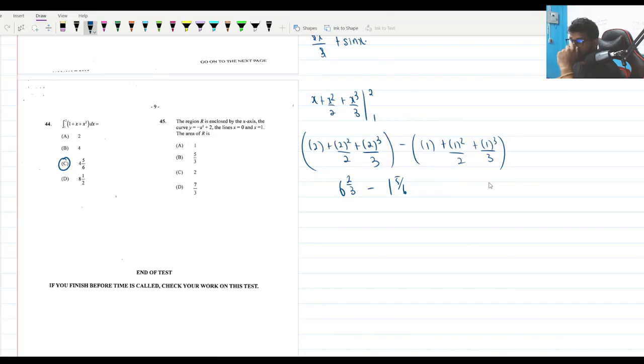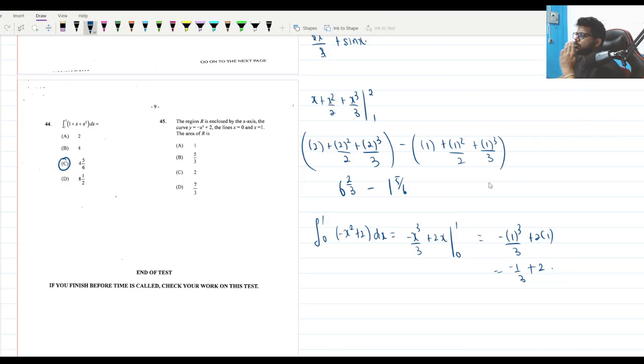Lastly, the region R is enclosed by the x-axis and the lines. So our area is the integral between 1 and 0 of minus x squared plus 2 dx, which is minus x cubed over 3 plus 2x evaluated between 1 and 0. When I plug in 0, I'll get 0, so I'm just going to plug in my upper limit: minus 1 cubed over 3 plus 2 into 1. That is minus 1/3 plus 2, which is 1 and 2/3 or 5 over 3.